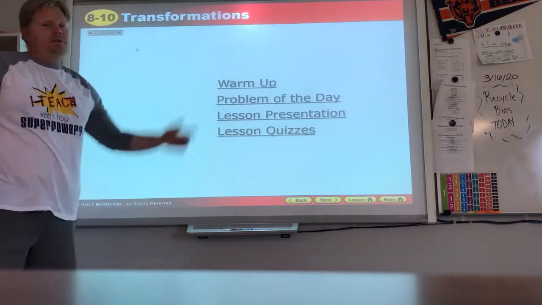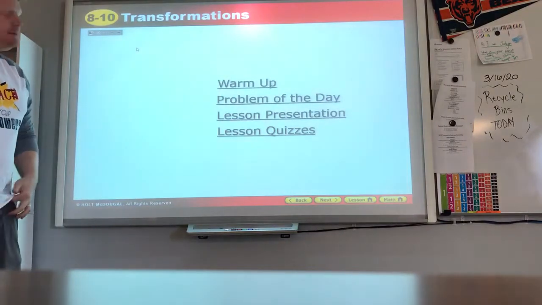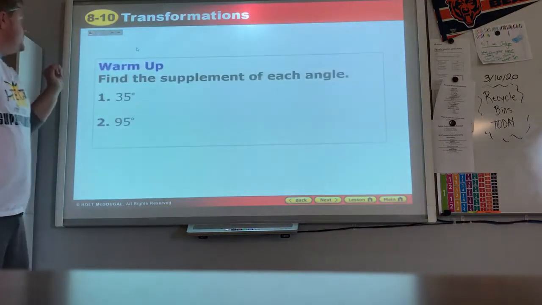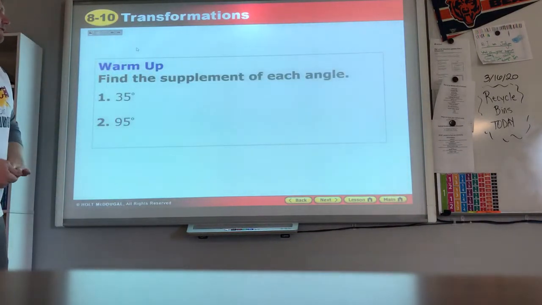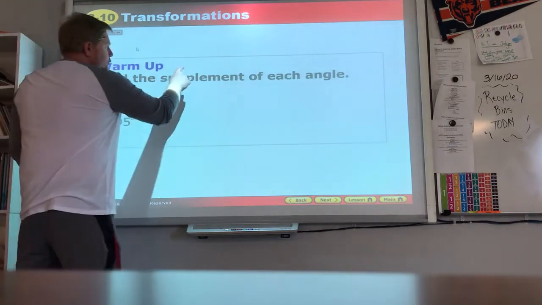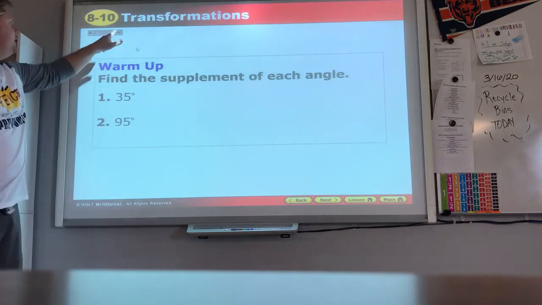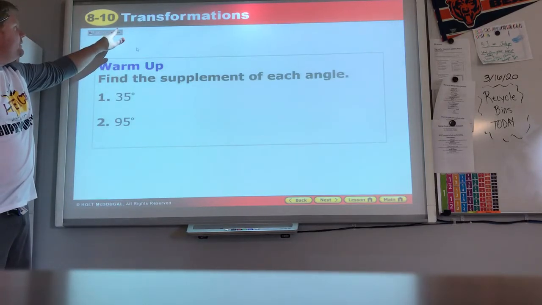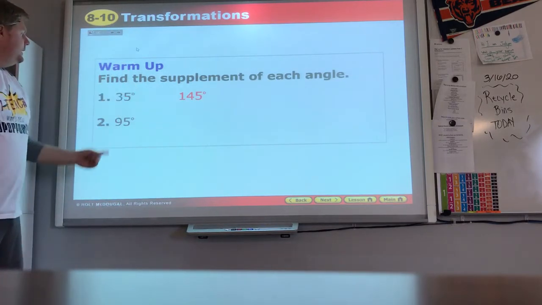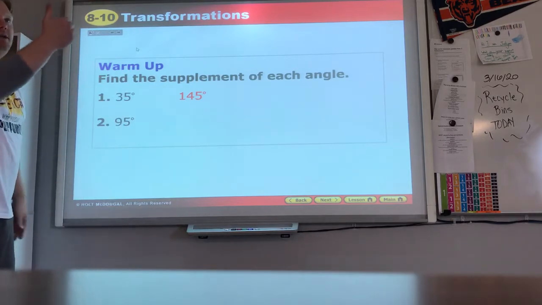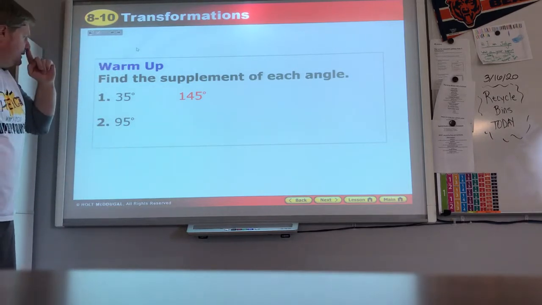Transformations is what we're going over today. Now there's 3 different types, and that's what we'll work on. So, find the supplement of each angle. Remember, supplement, 2 things added together to make 180 degrees. So if this is 35, the supplement would be 145. 95, what plus 95 makes 180? Well, it is 85.